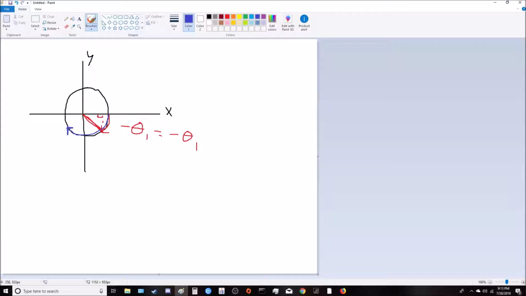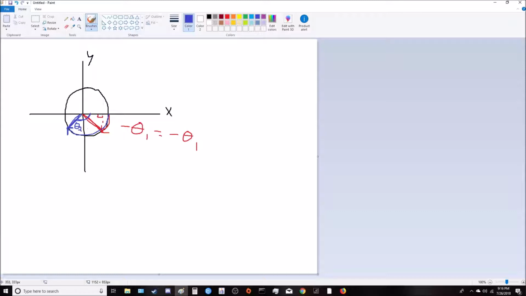Let's call this angle theta sub 2. Let's say this is a negative angle that lands in the third quadrant.